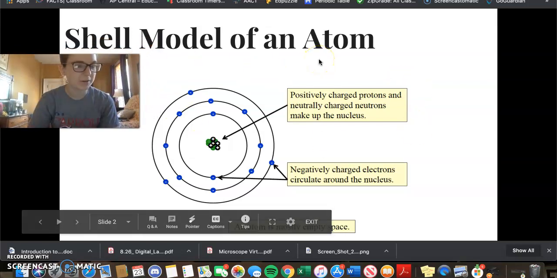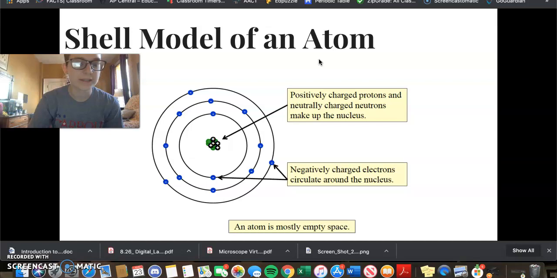It's not the most accurate model of an atom, but this is really where we get the point across of what contributes to mass and what contributes to volume. So you know that an atom is made up of protons, neutrons, and electrons. The protons and neutrons are concentrated in the nucleus, and they make up the most mass of the atom, but they take up the least amount of volume.